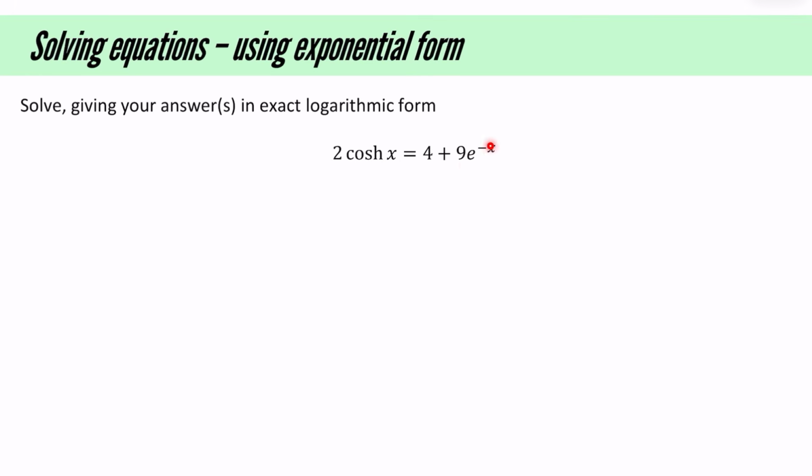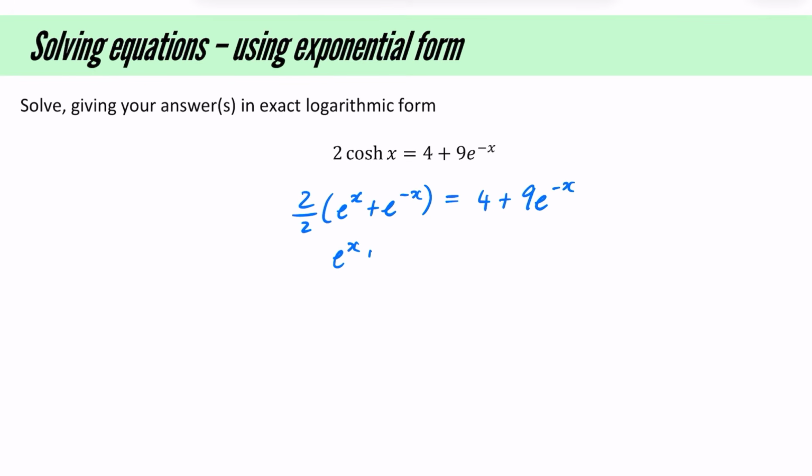And also there's an exponential term on the right hand side. So it kind of makes sense to take this away from hyperbolic functions, put it back into exponential form and just make it like a normal equation that we might solve. So the left-hand side is going to be 2 times cosh x. Well, that's 2 times a half, so 2 over 2, e to the x plus e to the minus x is equal to 4 plus 9 e to the minus x.